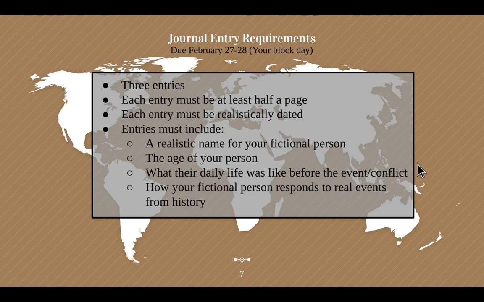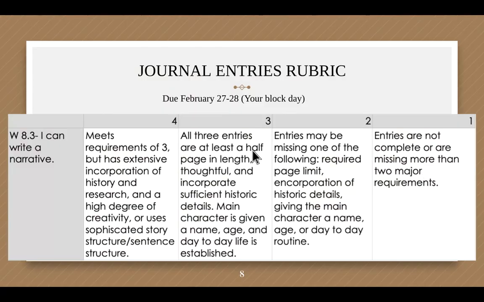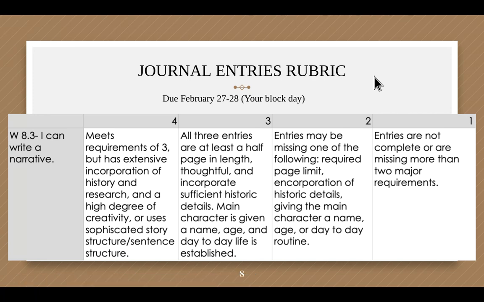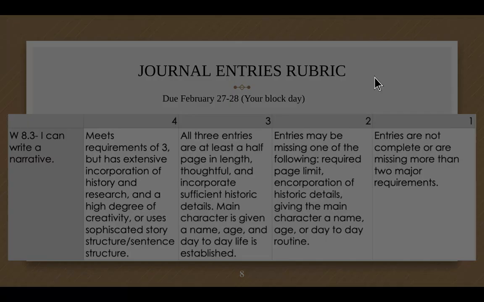So I really want to see you guys including a lot of details from your research from the timeline in your diary entries. You'll also probably have to do more research to incorporate what their daily life was like before the event or conflict. So just a reminder, all 3 entries have to be at least half a page. They have to have historical details. Main character, that's the character that you have made up. They are a fictional character. They have to have a name, an age, and then you have to tell me what their day-to-day life was like before this big event happened.